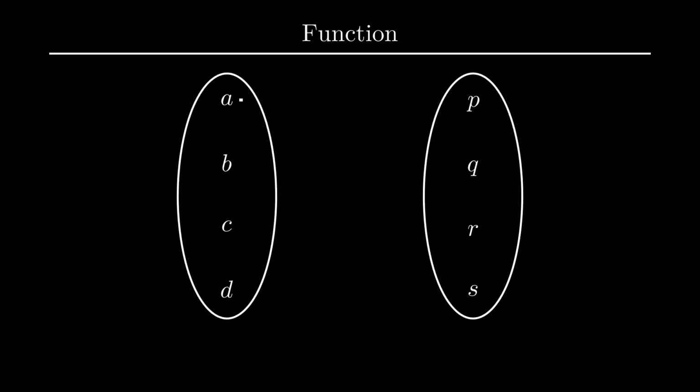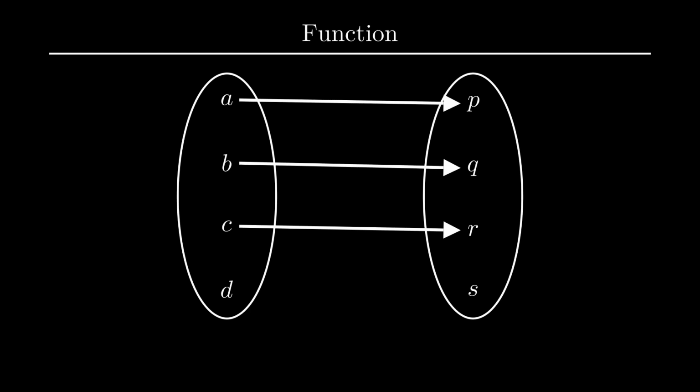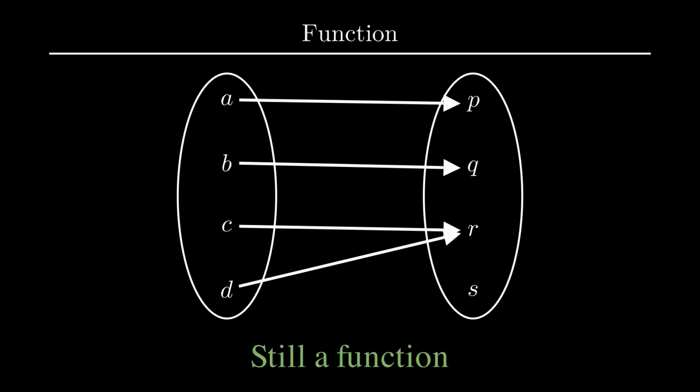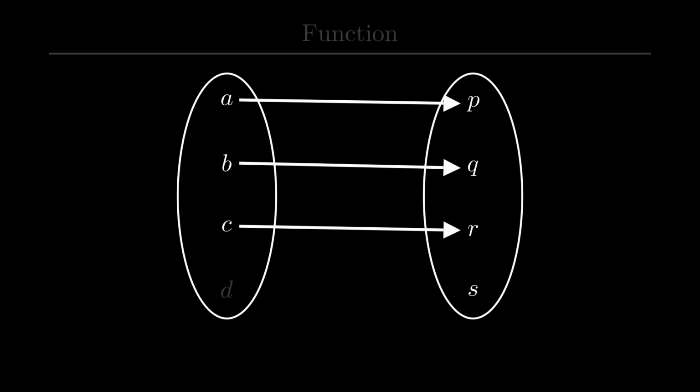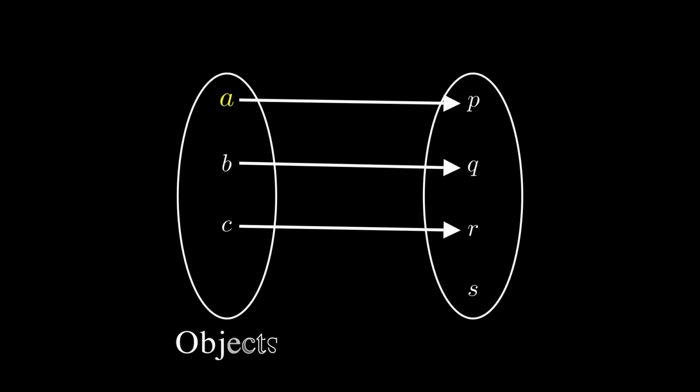A function can be illustrated using an arrow diagram. Two elements can map to the same element. However, a relation that maps an element to more than one element is not a function. An object is an input for a function, represented by the lowercase x, and an image is an output of the function, represented by the lowercase y.